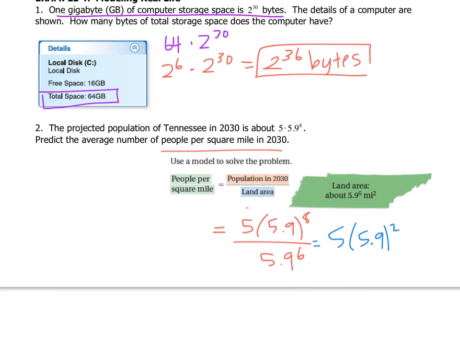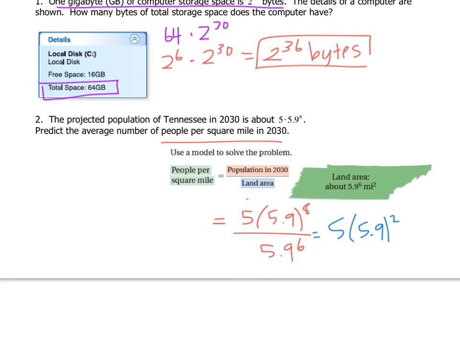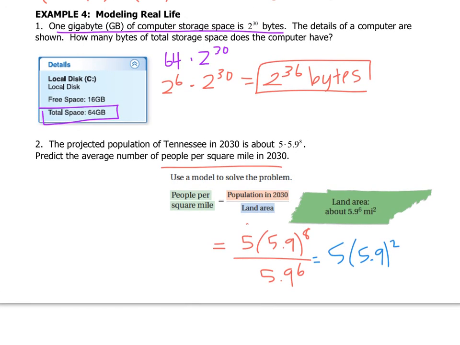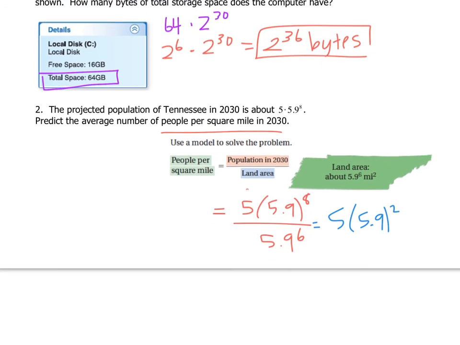So I can calculate that. That's not too big. 5.9 squared times 5 is 174. I'll round. 174 people per square mile.